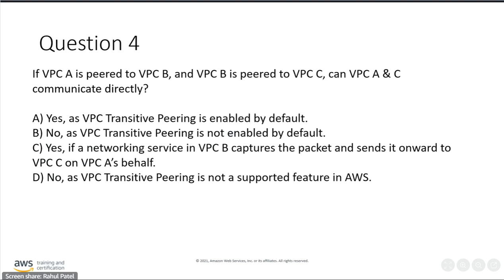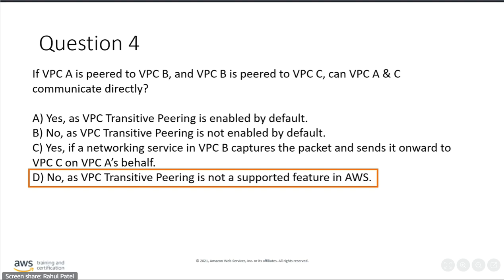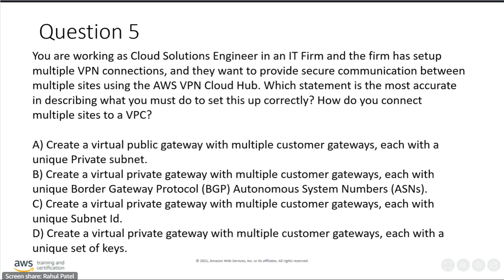Question 4: if A is peered to B and B is peered to C, can A and C communicate directly? D, no. VPC transitive peering is not a supported feature in AWS. Okay, so transitive peering is not supported here. Now this is a scenario based question.